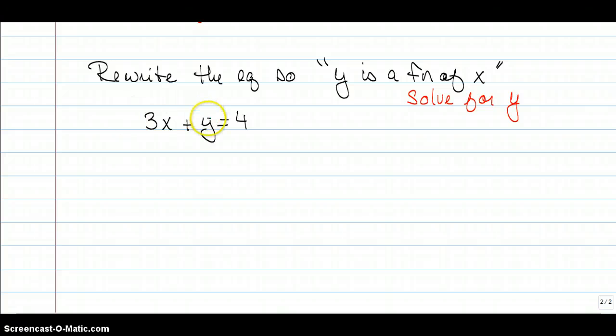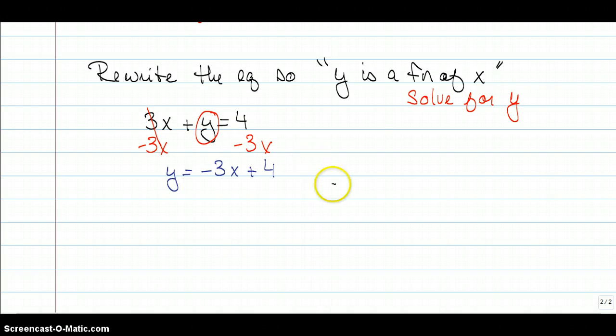So once again, I've got these two variables. I'm going to circle what I want to get by itself because that way I'm not going to forget. I'm going to subtract 3x from both sides. So now I have y is equal to negative 3x plus 4. An equally valid answer would be y is equal to 4 minus 3x. These are two different ways to write the exact same thing.